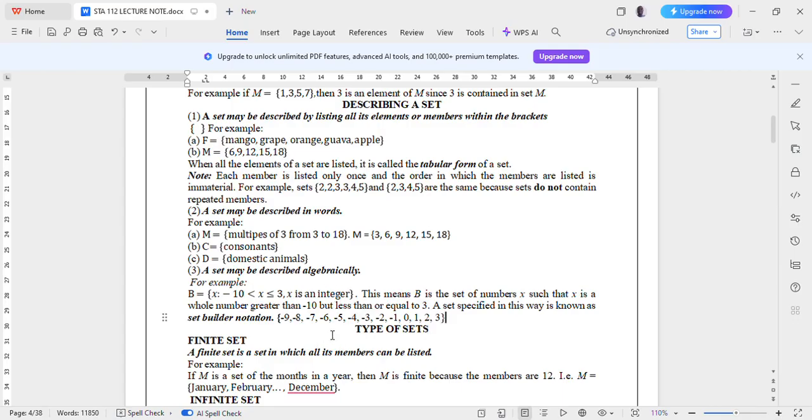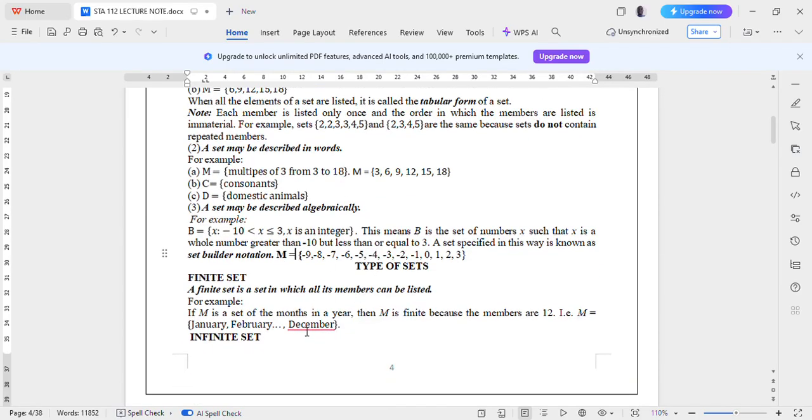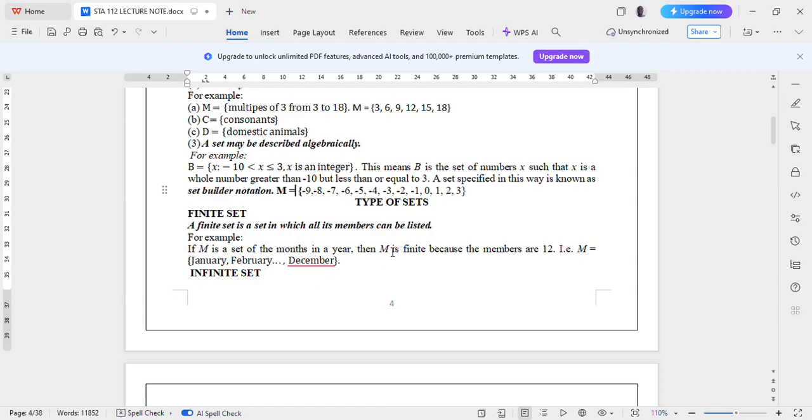You can say M now, M is equal to this. So this is what we describe as x is greater than minus 10, less than or equal to 3. Look at the words "equal to", because 3 is there because it says equal to. If you say less than 3, then 3 will not be there. So this is set M now. These are the elements in set M now. So that is that. Now let's move on to the types of set.